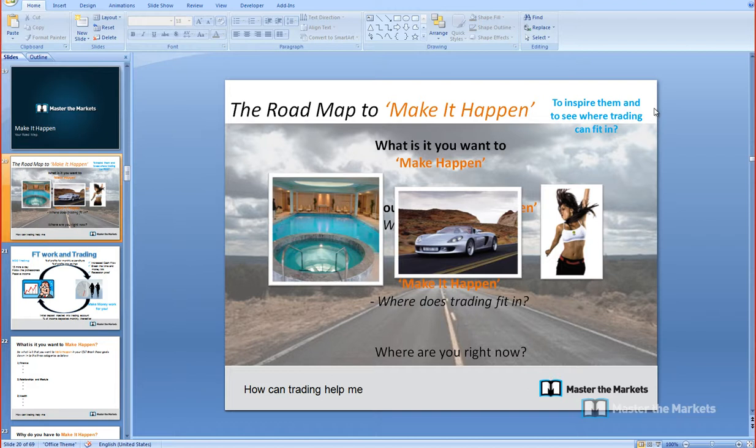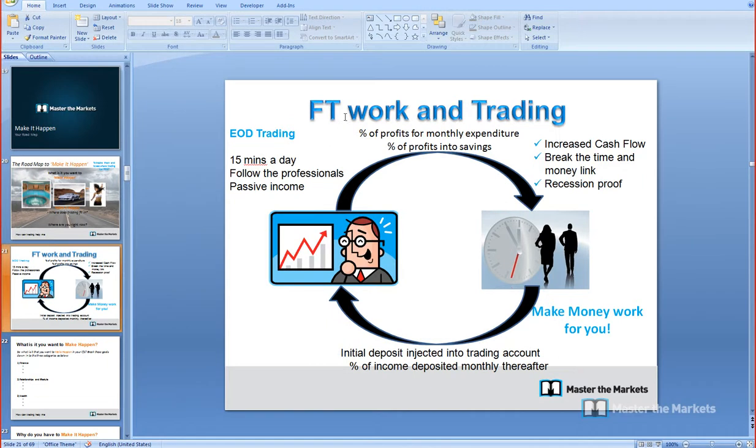So this is what the next slide is about. It gives an example about how trading can help full-time work people. So here is talking about end of day trading, 50 minutes a day, follow the professionals, passive income, and then a percentage of the profits is put toward your monthly expenditure. And a part of the money that you make from your work can also be put into your trading account as well.